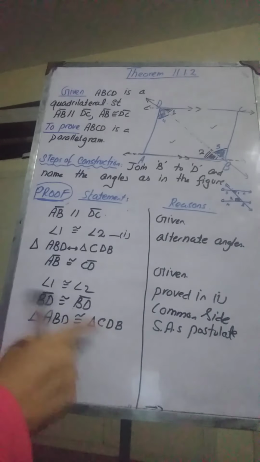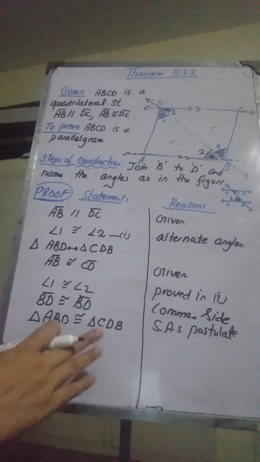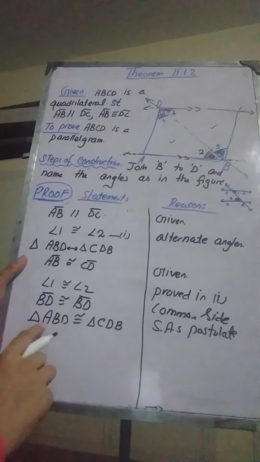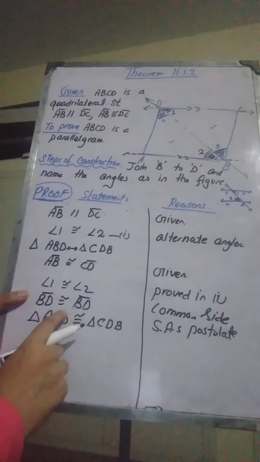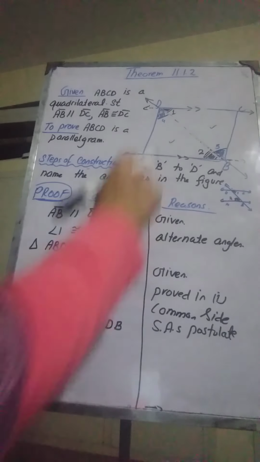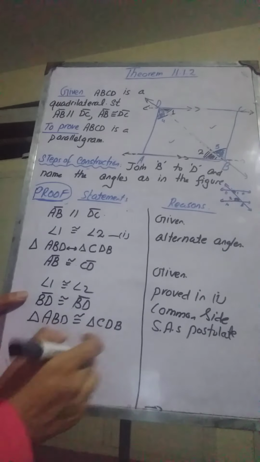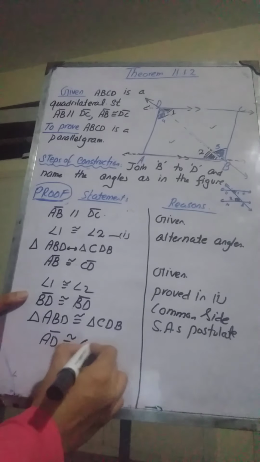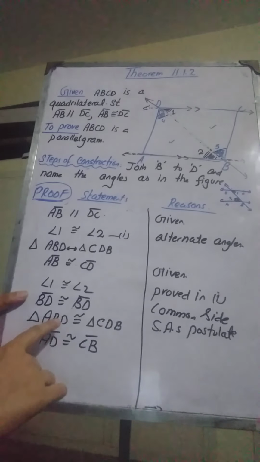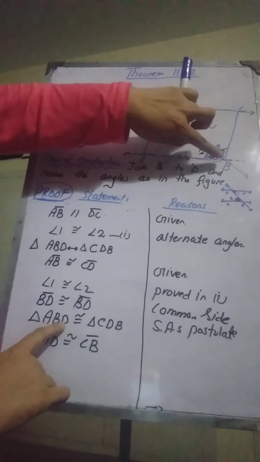Okay, if these two triangles are congruent, it means that the corresponding sides as well as the corresponding angles are also congruent. Now from this we can easily see that the side AD corresponds to side CB. The side AD is corresponding to side CB or BC. Therefore AD will be congruent to CB.